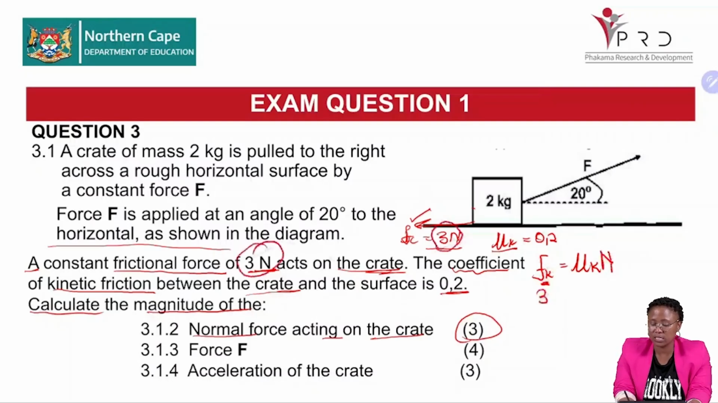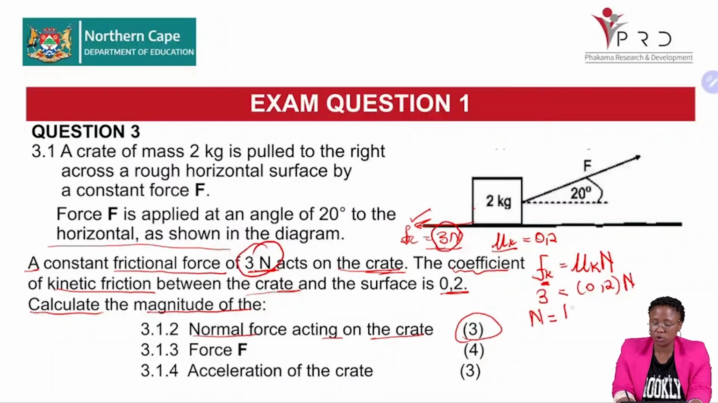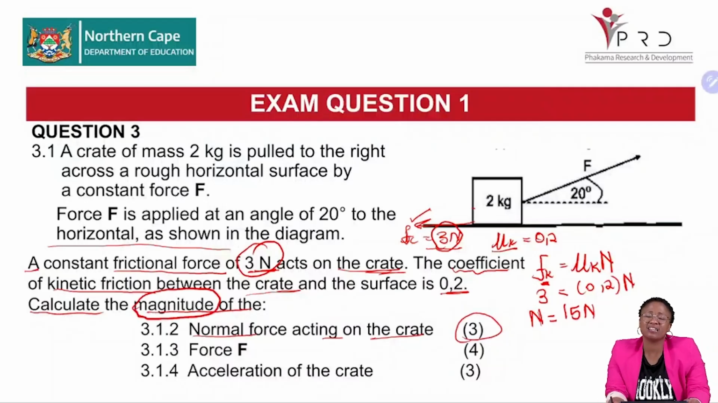You substitute the 3, which will be equal to, you have the coefficient, which is 0.2. You are looking for n, okay? Then from here, you just play around with your mathematics. Your normal force should be equal to 15 newtons if you have done it correctly, okay? Remember that because we are calculating the magnitude, it's not really necessary for us to include what? Direction, because the examiner was just looking for the magnitude.